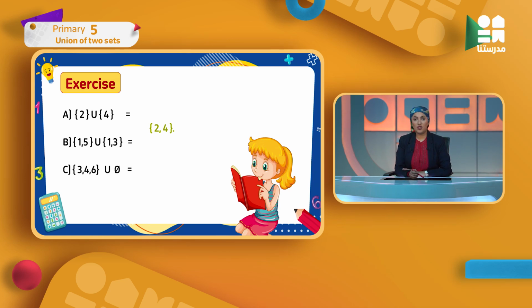Now, question B. The set of elements 1 and 5 union the set of elements 1 and 3 is what? As we can see, I have the 1 common in the two sets. The 1 is common in the two sets, so I will write it only once in the union set. So, it will be 1, 5, and 3.